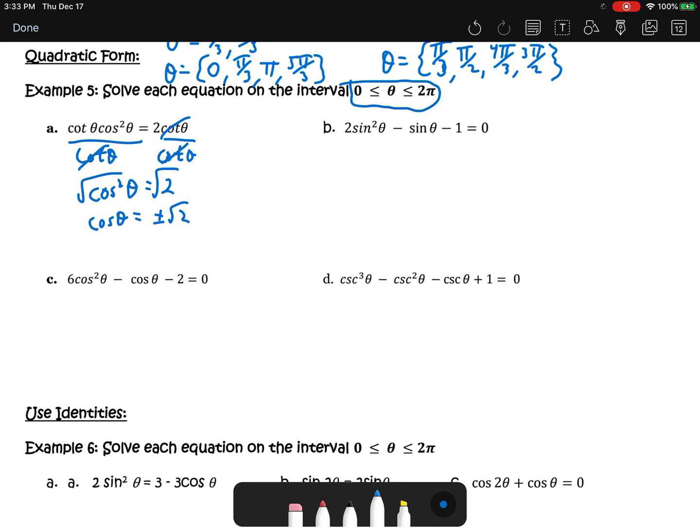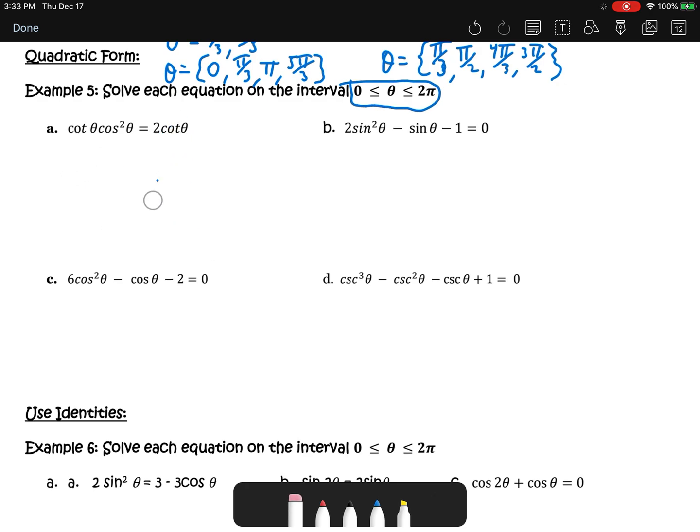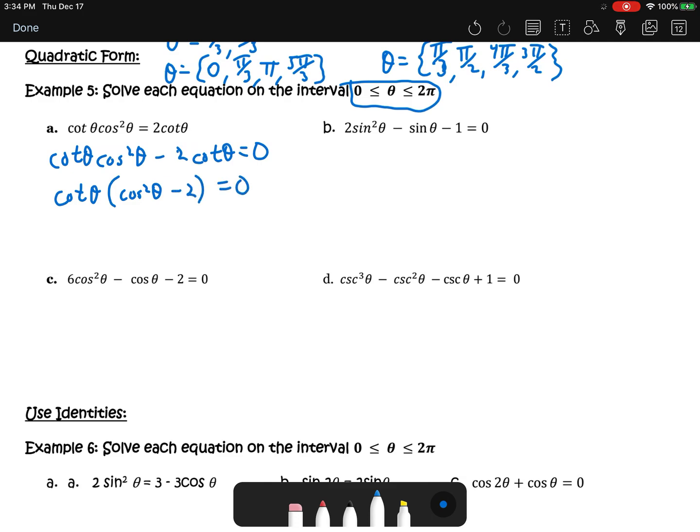Let's see, did we do something wrong here? Oh, we don't want to do that. Doesn't work. My bad. We can't lose the cotangent. So what we're going to do is put the cotangent on the left side. We can't divide like that with equations. It just doesn't work. So then let's factor out a cotangent, and we're left with cosine squared theta minus 2 equals 0, right? So then we go cotangent theta equals 0, and cosine squared theta minus 2 equals 0.